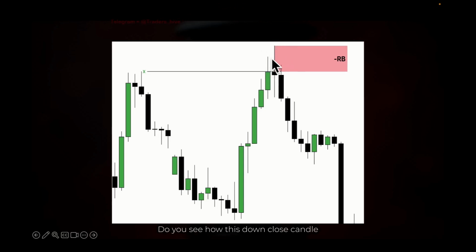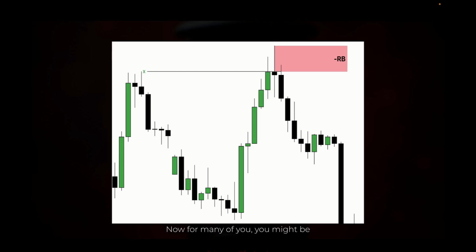Do you see how this down close candle right here has a very long wick between the open of this down close candle and the high of this candle? The range between these two reference points is your bearish rejection block, and what you can now monitor moving forward is whether or not this rejection block is going to function as resistance on price.